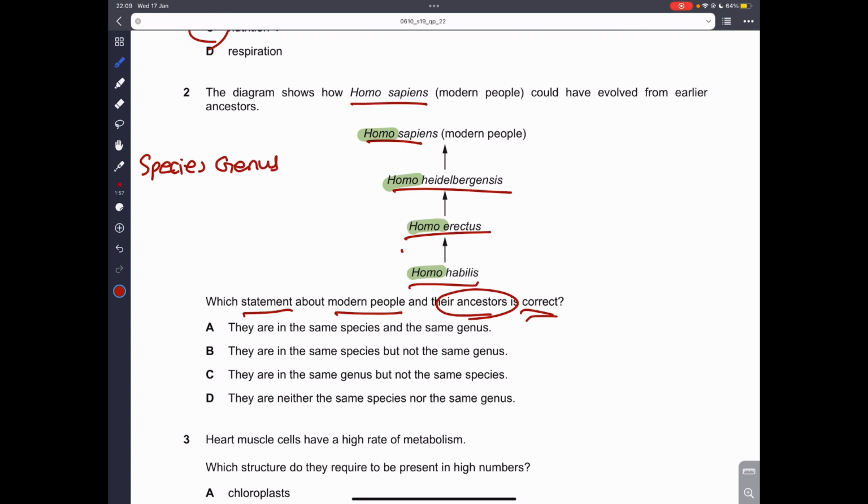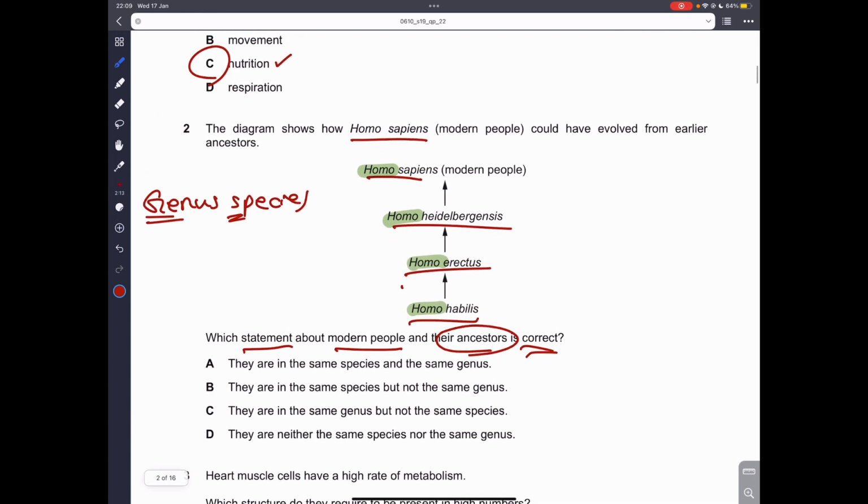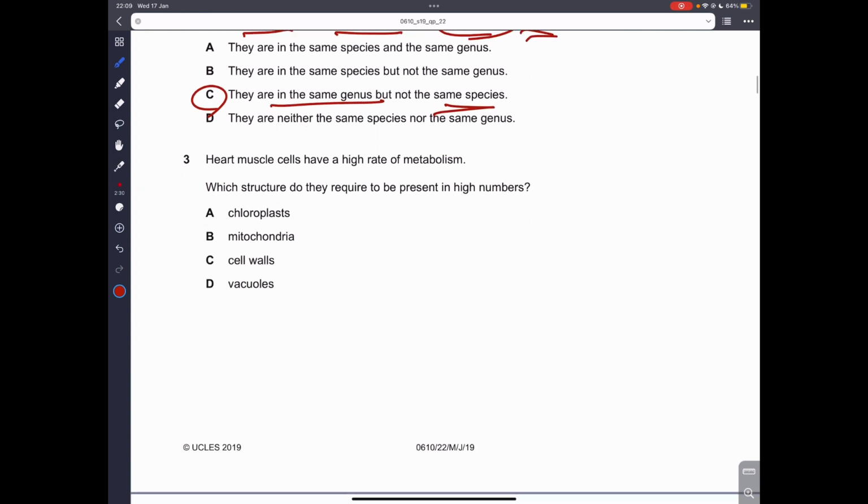I'm sorry, it is genus and species. So, genus is written with a capital letter and species with a small letter. So, what can we say about this? Well, they are in the same genus because they all have Homo in front of them. So they are in the same genus, but not in the same species, because you can see the species names are different: erectus, habilis, heidelbergensis, and sapiens. So you can see that they're not the same. So the obvious answer would be C.